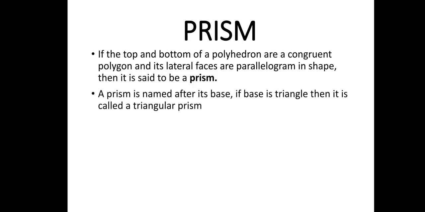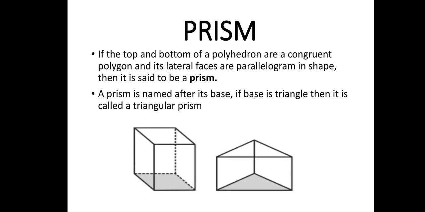A prism is named after its base. If the base is a triangle, then it is a triangular prism. If the base is a rectangle, then it will be a rectangular prism. If the base is a pentagon, then it will be a pentagonal prism. If the base is a hexagon, then it will be a hexagonal prism. So a prism is named after its base. And another thing is, the definition of prism is, if the top and bottom of a polyhedron are congruent polygons and its lateral faces are parallelogram in shape, then it is said to be a prism.